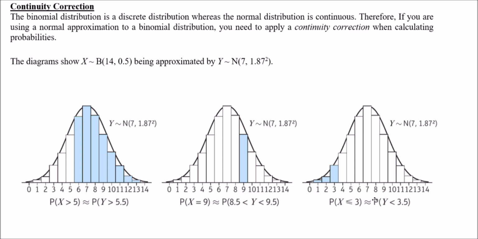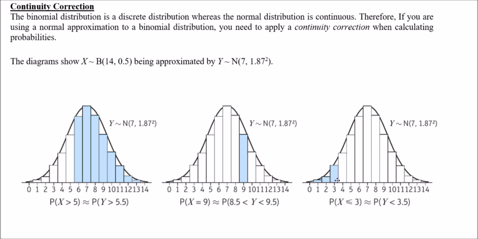Finally, a third diagram, if we wanted to work out the approximation for the binomial being 3 or less, we'd approximate this as seeing when the normal is 3.5 or less, because 3 or less is 0, 1, 2 or 3, but of course using the normal approximation we take the unit 3 as being in between 2.5 and 3.5 for the boundaries.